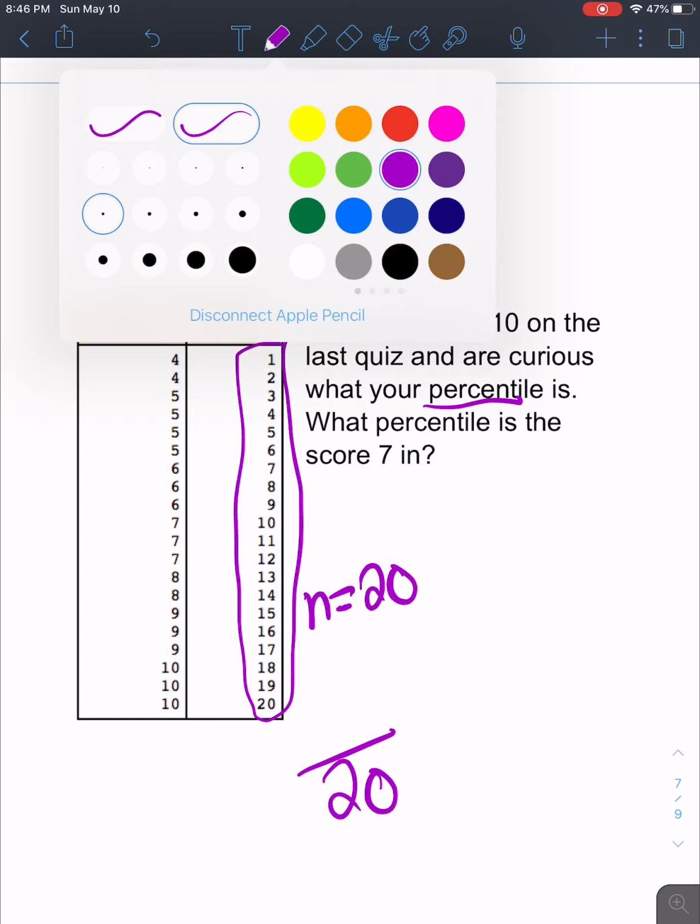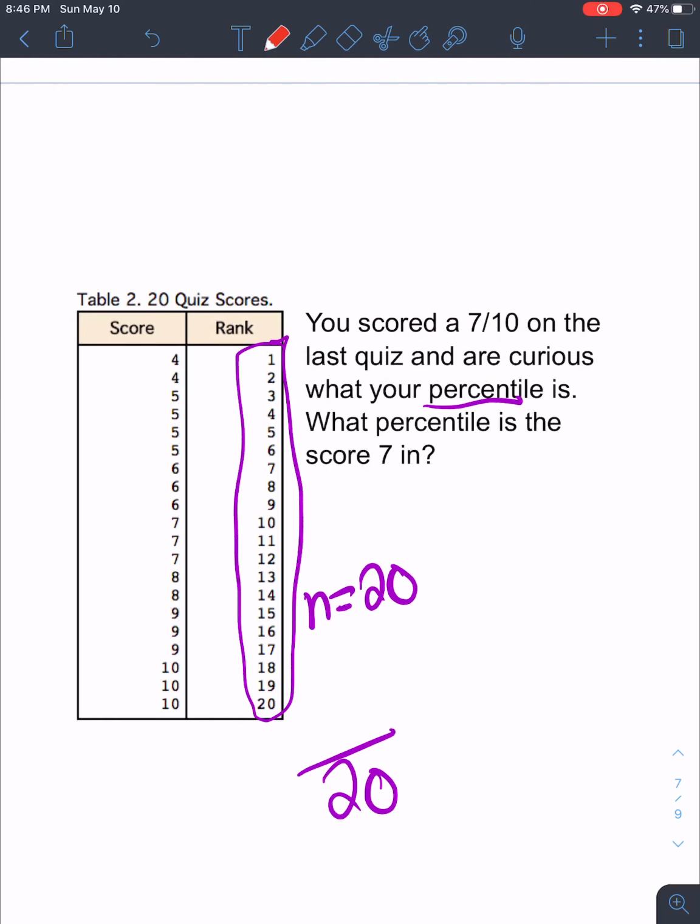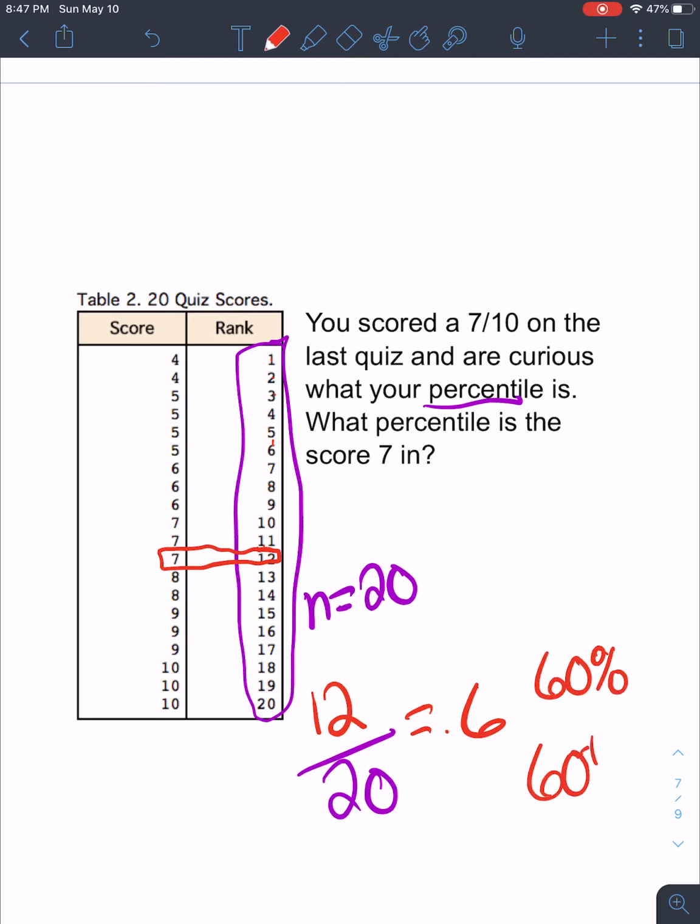So what we need to do first is figure out, okay, the data's in order for us. That's good. Now we need to count to the farthest most 7. In this case, it would be the farthest down 7. Lucky for us, again, it's counted on the side. 1, 2, 3, 4, 5, 6, 7, 8, 9, 10, 11, 12. Notice that last 7 is the 12th number. So we're going to take 12 divided by 20. That gives us 0.6. As a percent would be 60%, but as a percentile, it's the 60th percentile.